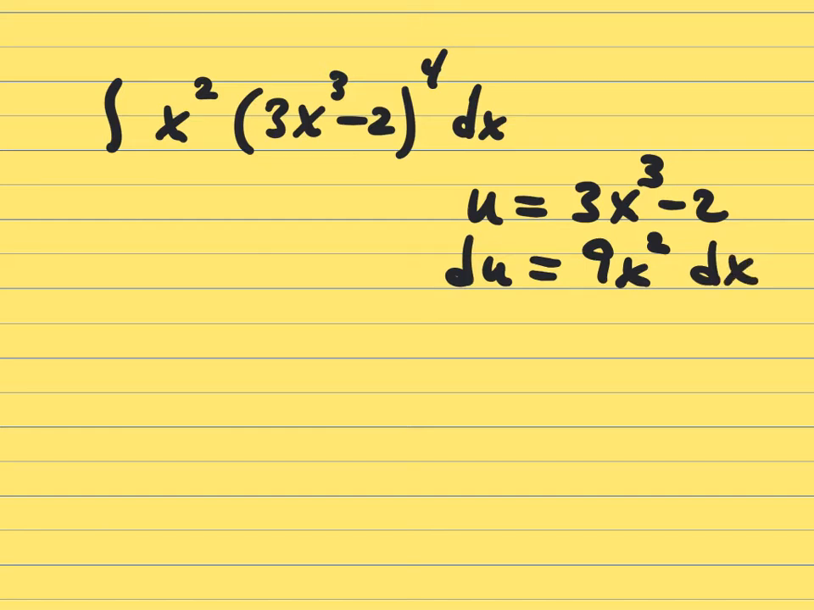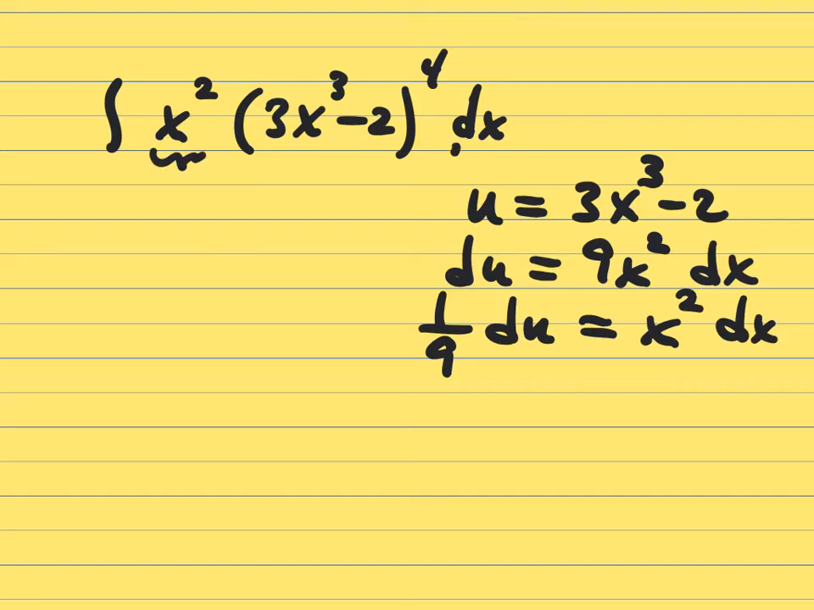Now we go back to the original problem, and the grouped part was the parentheses to the fourth power. The leftover part was x squared dx. From our line that we just have, du equals 9x squared dx, if we divide both sides by 9, then that'll give us something to match up with the original problem, x squared dx. Okay, going back to the original problem, x squared and dx, sorry about the screen shake, we can replace that with 1/9 du.